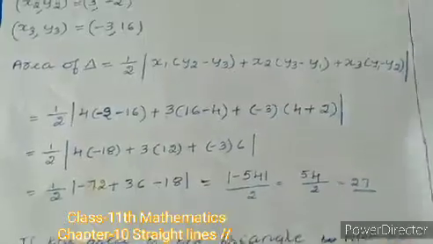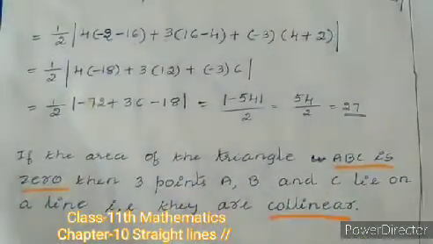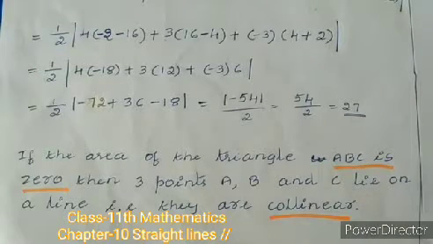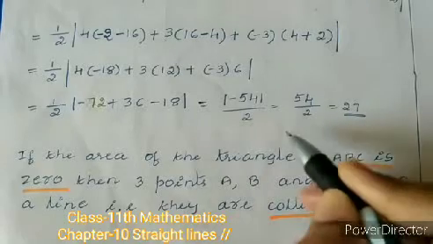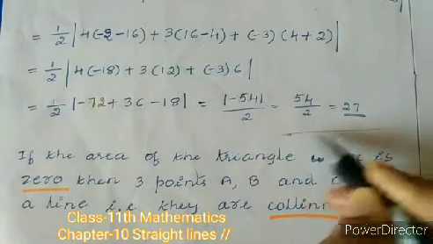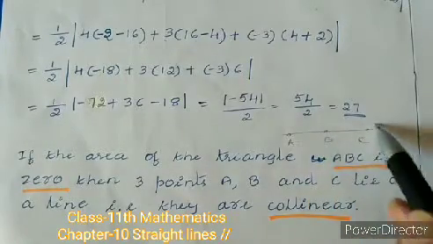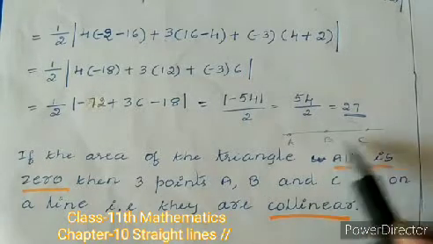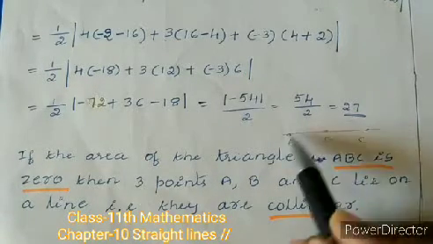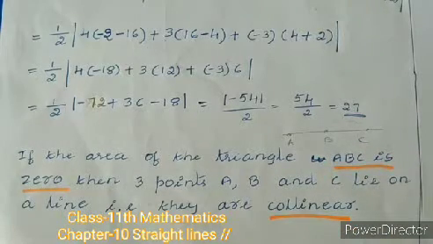And while finding the area of a triangle, suppose the area of the triangle is 0. Then the 3 points A, B, C lie on the same line, and then we can say that the points are collinear. Suppose let us say that here we have 3 points A, B, C. Now in this case, the area of the triangle is 0, so the 3 points lie on the same line and we can say that the points A, B, C are collinear points.